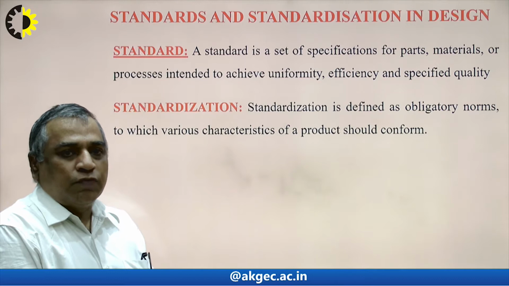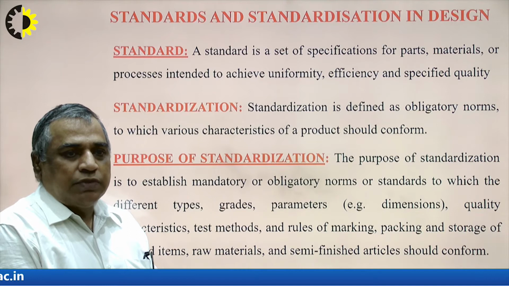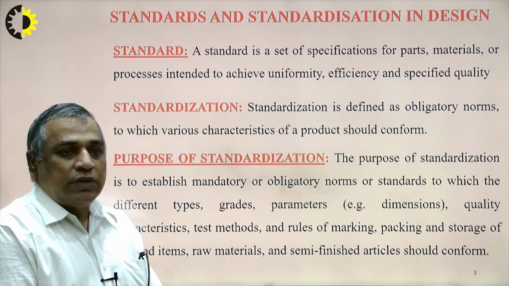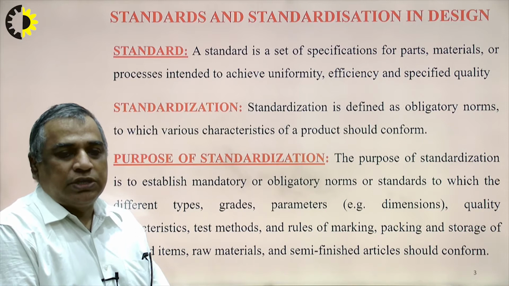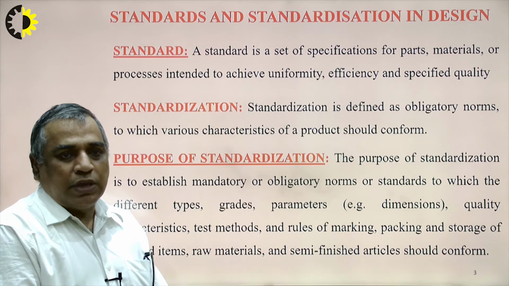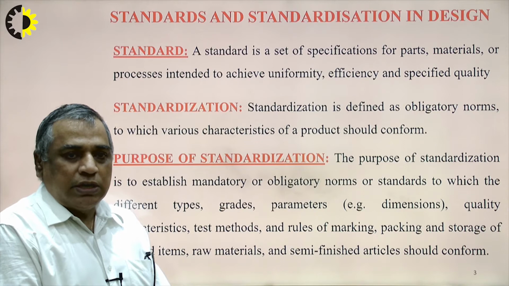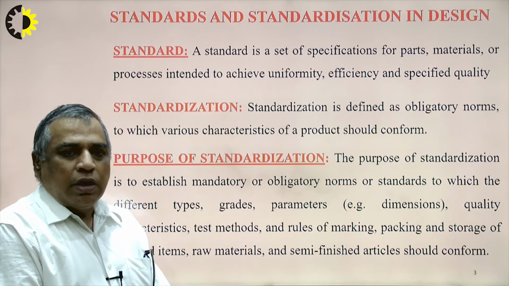Then the purpose of standardization, as I have mentioned in the introductory talk of this lecture, is to establish mandatory or obligatory norms or standards to which the different types, grades, parameters, for example dimensions, should conform. As we have taken the example of bearing, the bore diameter, the outer race diameter, the width of the races, and the number of the balls, and number of the rows of the balls in 6205, everything is standard, so you need not worry about that. And if it is there, it has been tested, so it is suitable for that particular application where the shaft diameter is 25 millimeter, and we can get the information from that standard dimension or standard designation of any component.